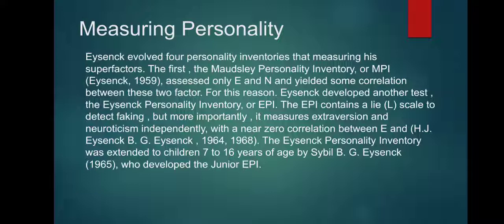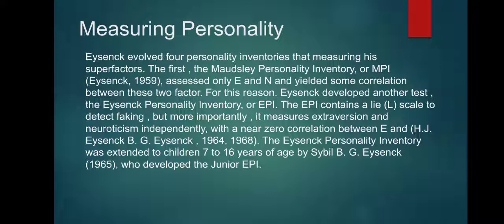Eysenck 1959 assessed only two factors, and found some correlation between these two factors. For this reason, Eysenck developed another test, the Eysenck Personality Inventory, or EPI. The EPI contains a Lie scale to detect faking, but more importantly, it measures extraversion and neuroticism independently, with a near zero correlation between E and N.